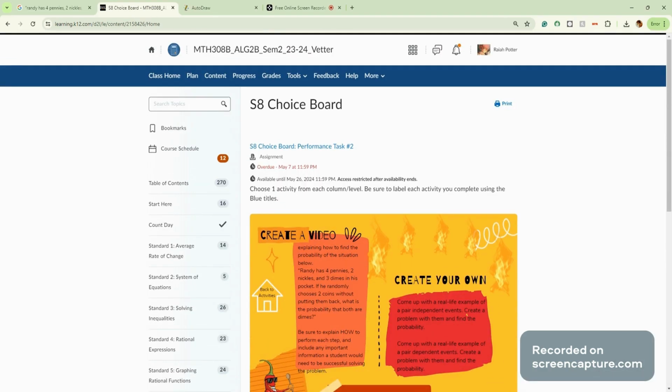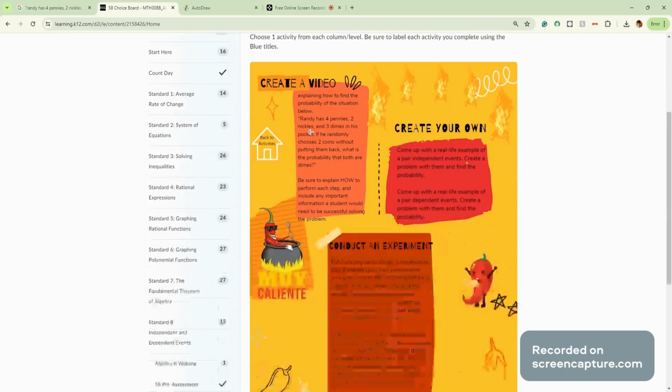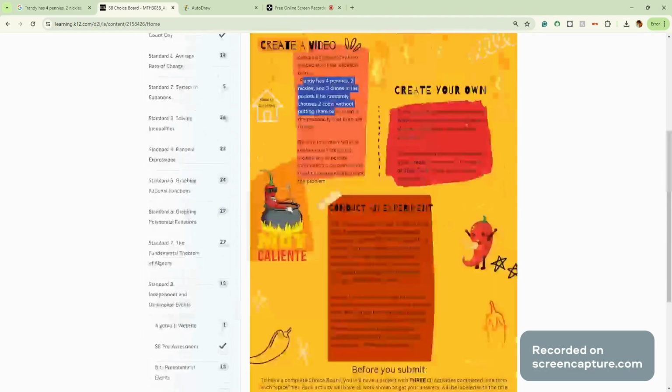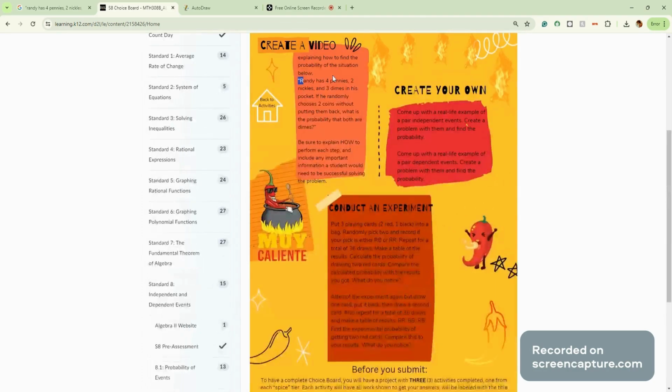Anyways, we're going to be learning about the probability of independent and dependent events. Basically, I'm not even about to redo this anymore, okay? This is the equation that this man gave to us. It says Randy has 4 pennies, 2 nickels, and 3 dimes in his pocket. Randy has a lot of chump change. If he randomly chooses 2 coins without putting them back, what is the probability that both are dimes?